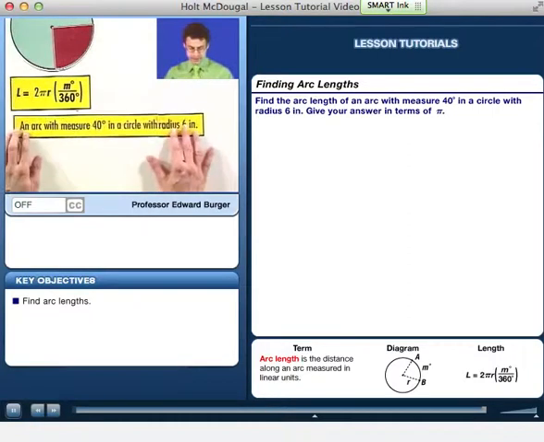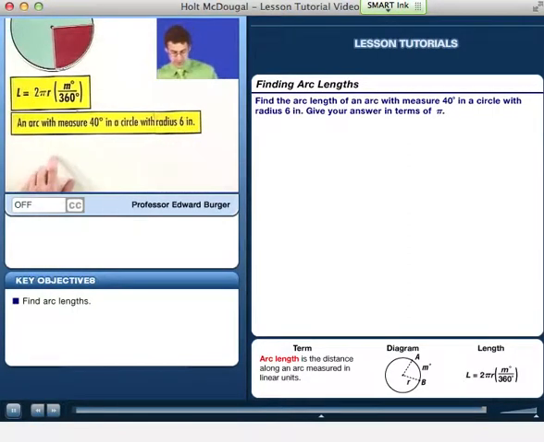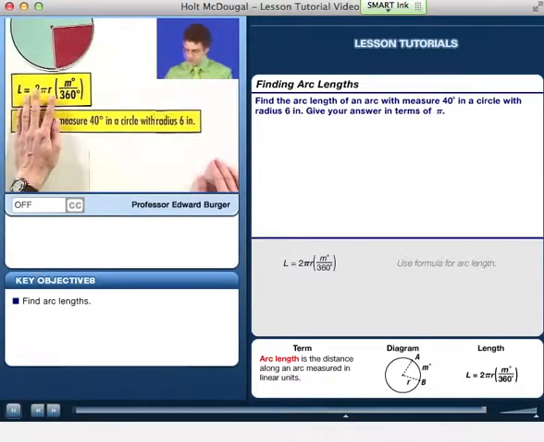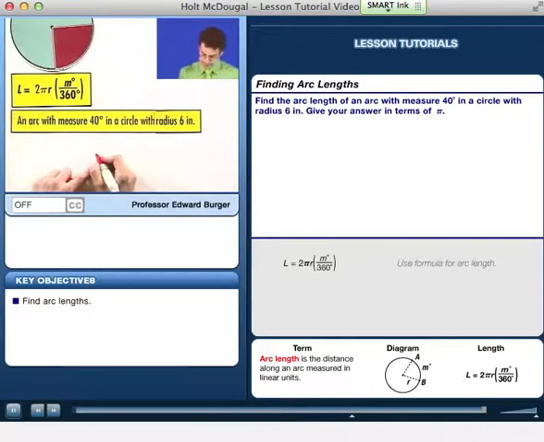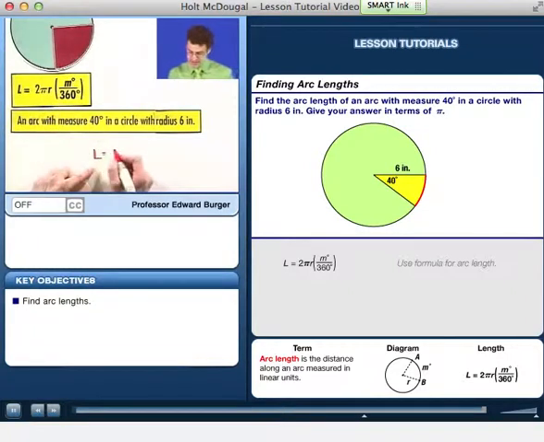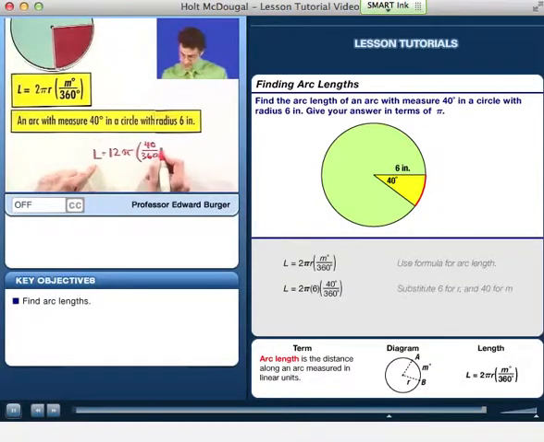So let's suppose that we want to find the arc length of an arc that has a measure of 40 degrees in a circle with radius 6 inches. So how would we proceed? Well, we'd use the formula. We have a radius of 6, so I have 2 pi times 6, which is 12 pi, times the appropriate ratio, 40 divided by 360. And so what does that work out to be? Well, that works out to be 4/3 pi.